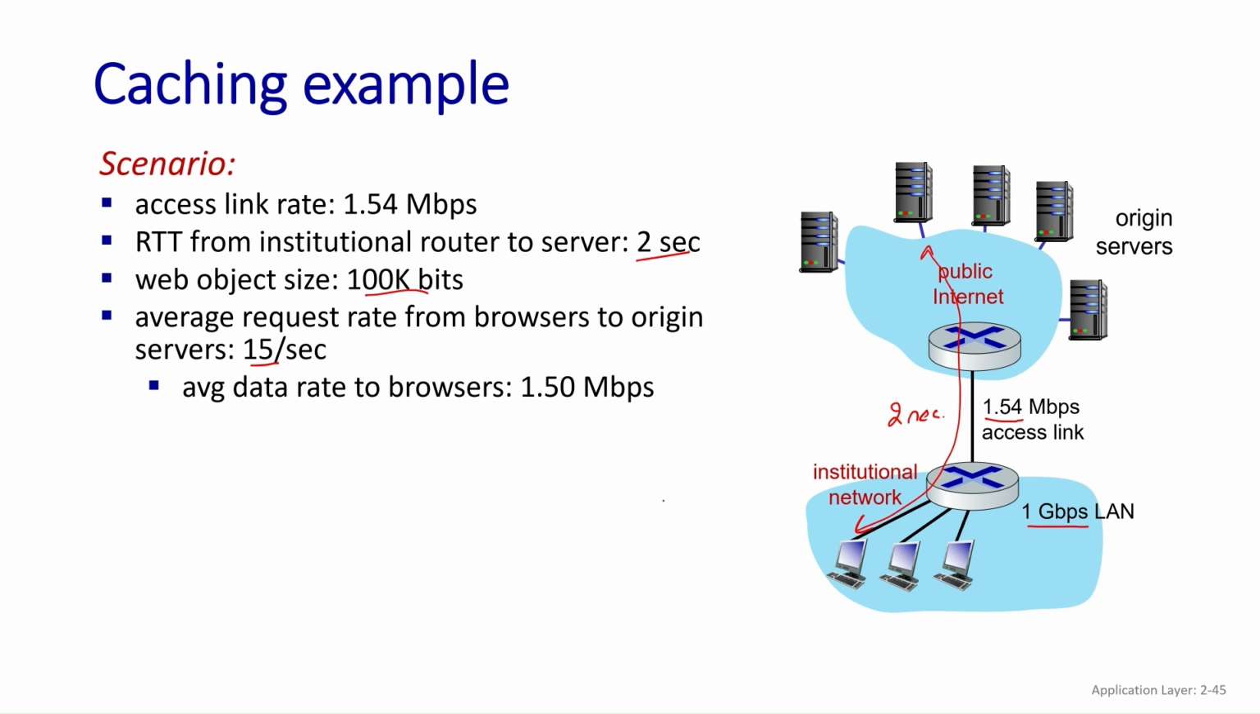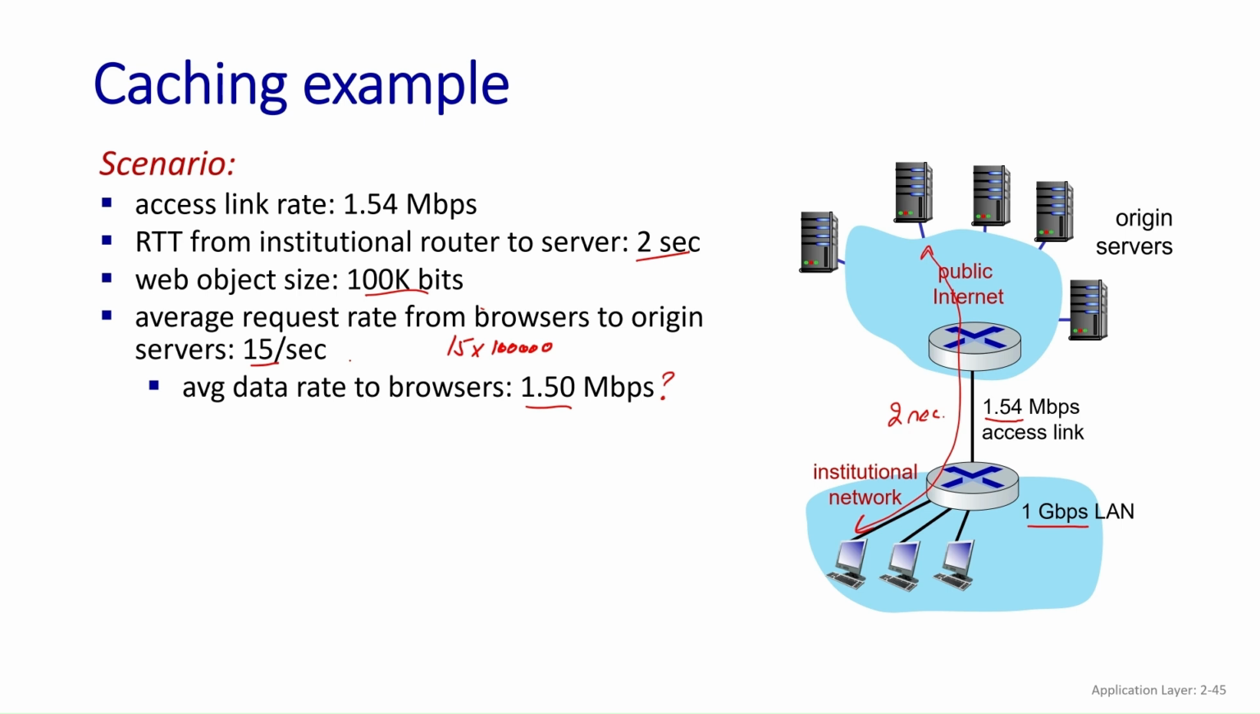The average data rate to the browser is 1.50 megabits per second. How many requests are we sending in 1 second? 15 requests. What is the size of each request? 100K, right? So this comes out to 1500 kilobits, which is 1.50 megabits per second.